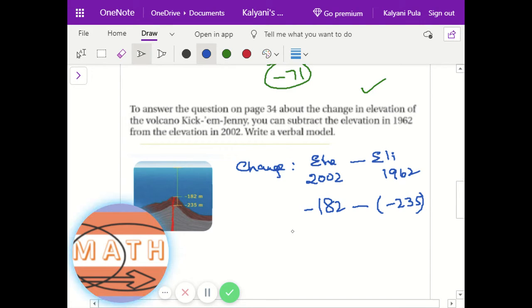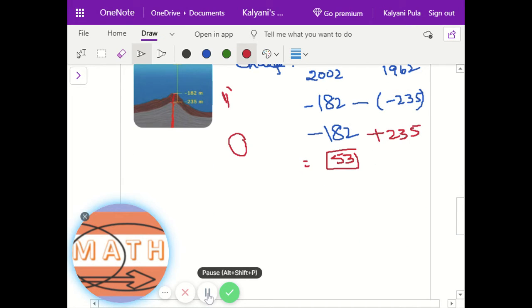So if you apply what we learned right now, it's going to be negative 182. So what happens to the double negative? That's right. So it's going to be positive 235. So now how much is the increase? Can you go ahead and tell me that? Negative 182 plus 235. Yep. So when you subtract 235 and 182, you get 53. So that's the positive increase.